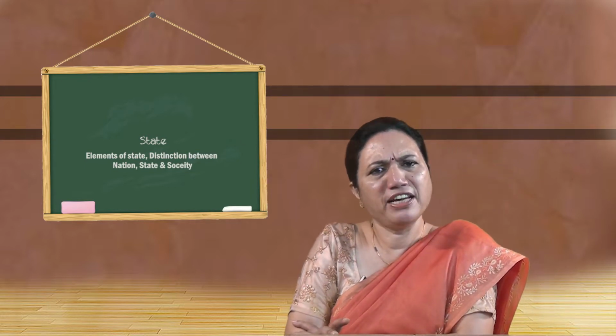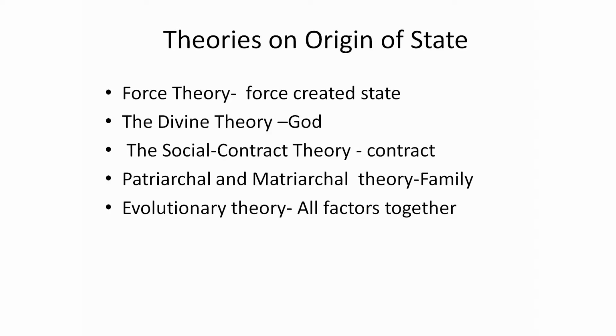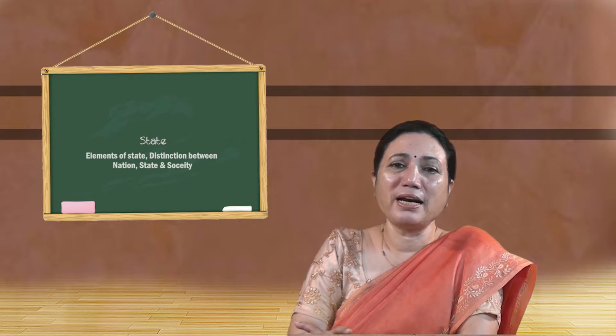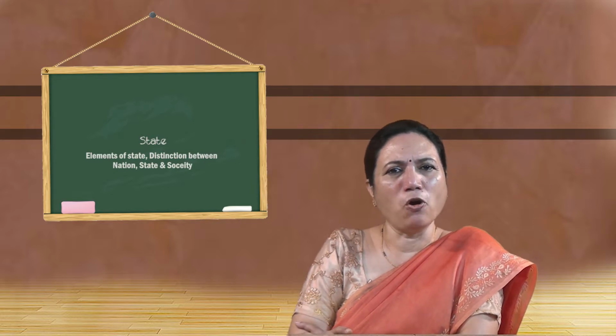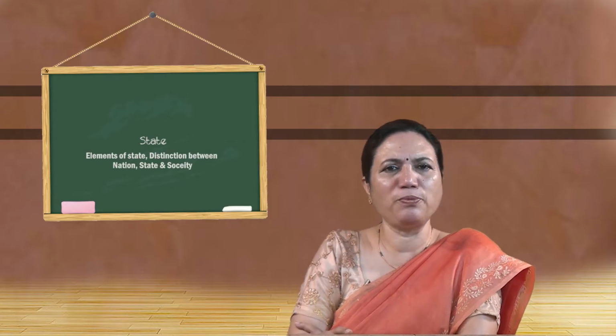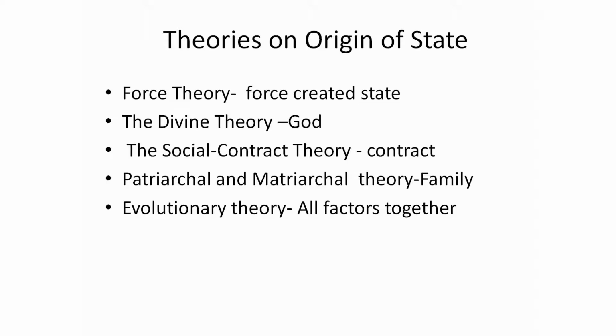There are various theories regarding the origin of state. A few are the force theory, which emphasizes that force created the state, might is right, and the divine origin theory, which believed that God created state. The patriarchal and matriarchal theory said family is the basis of state. The social contract theory believed contract to be the basis of state. And finally, we have the evolutionary theory, which said all the factors together created the state.